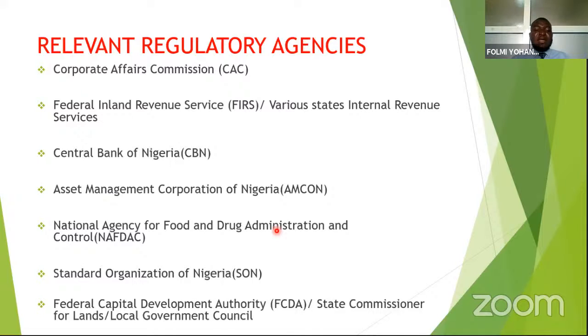Then we have the National Agency for Food and Drug Administration and Control. We'll talk about that too in detail. Then we have the Standards Organisation of Nigeria. We'll also talk about that in detail later.